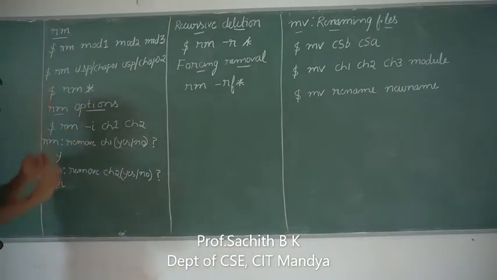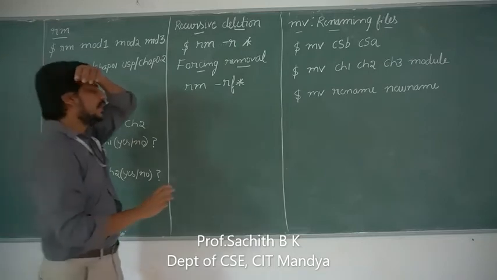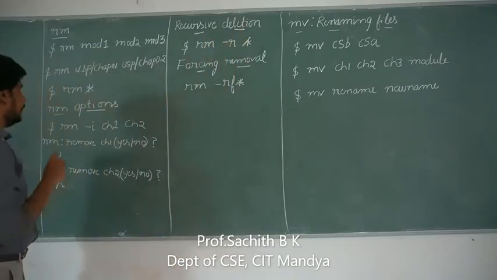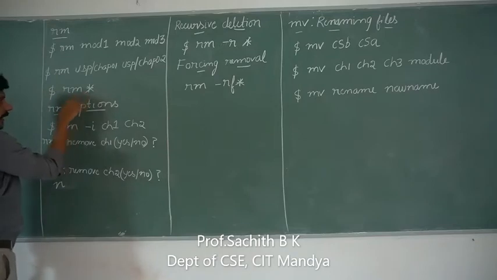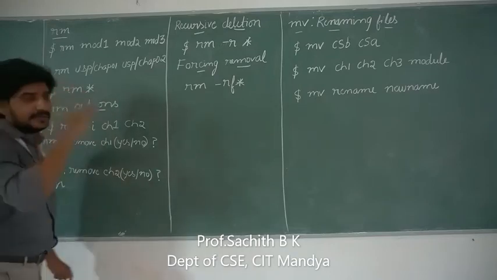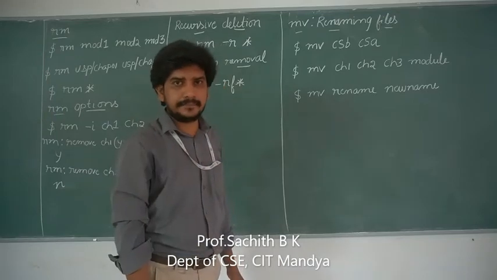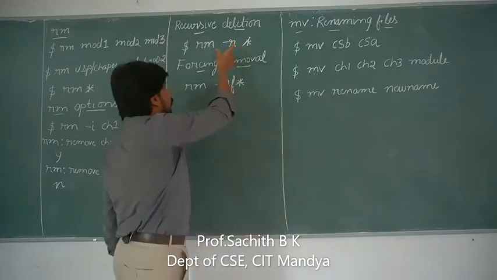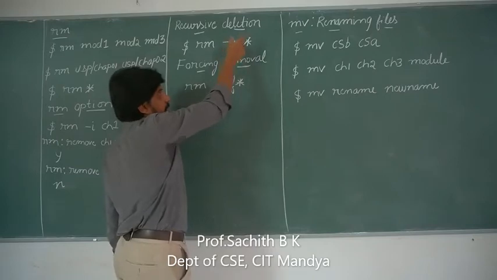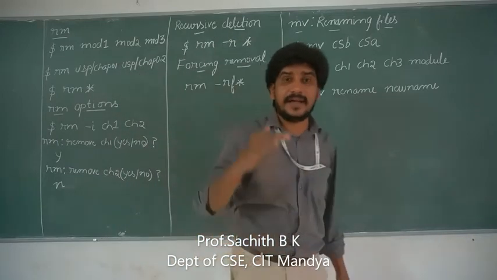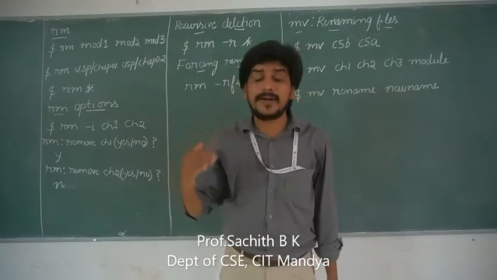Now we shall try to see another option, that is with respect to recursive deletion. I had already explained, whenever you are using star with rm, then it will delete all the contents present in a directory. So if you use -r option along with star, what it will do? This -r, it will recursively keep on deleting.